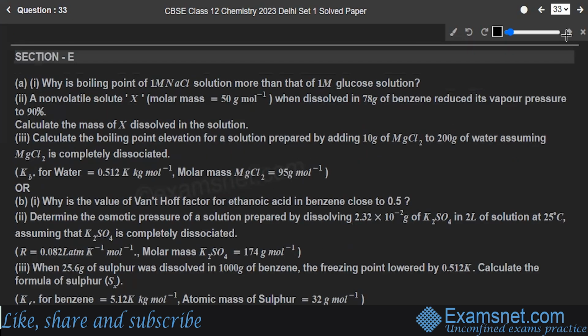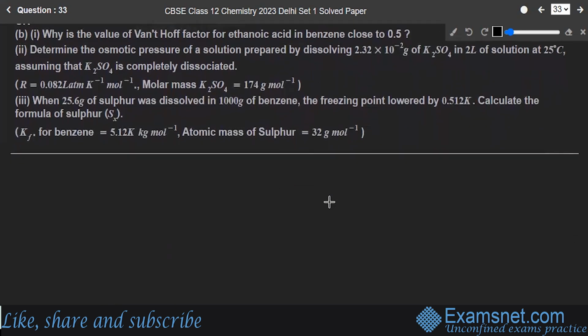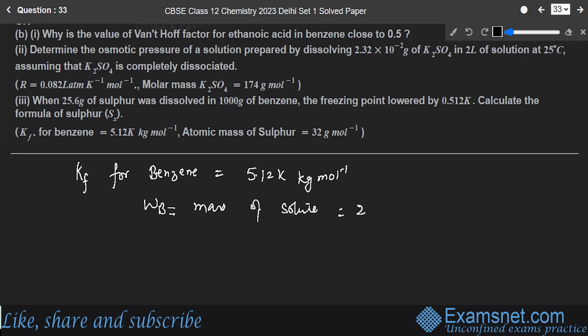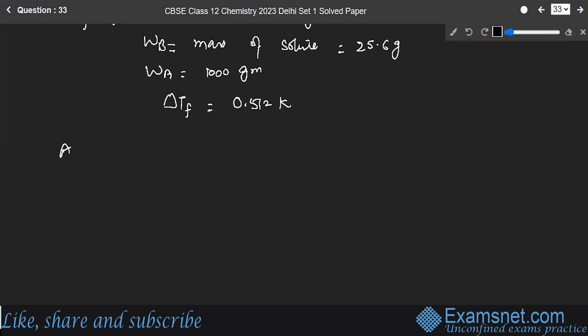Okay, let's clear the screen now again. So you have Kf for benzene 5.12 Kelvin kg per mole, and WB, that's weight of solute, mass of solute, 25.6 grams, and for A, this is 1000 gram. Delta Tf is equal to 0.512 Kelvin. Atomic mass of sulfur, 32 gram per mole.